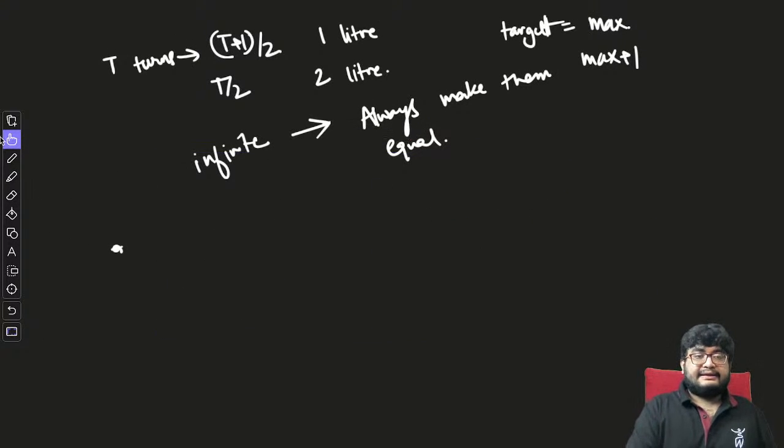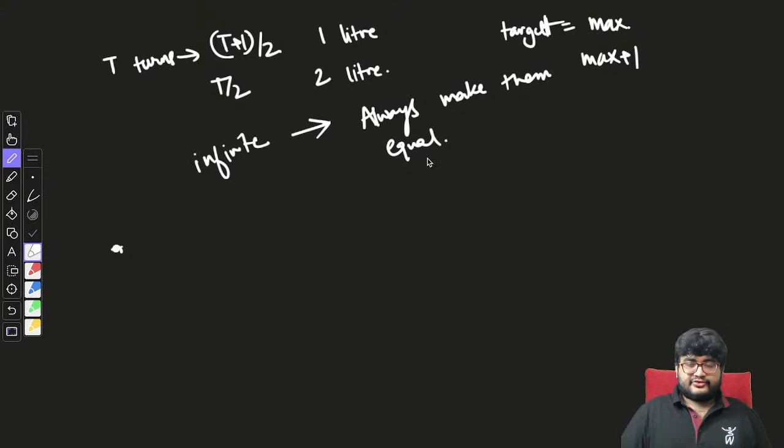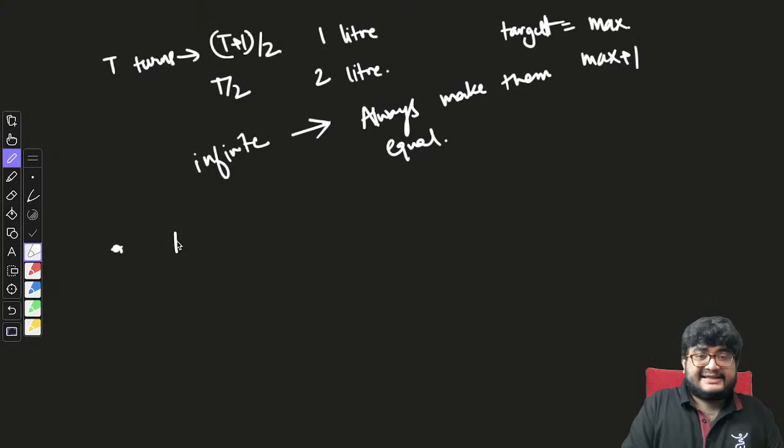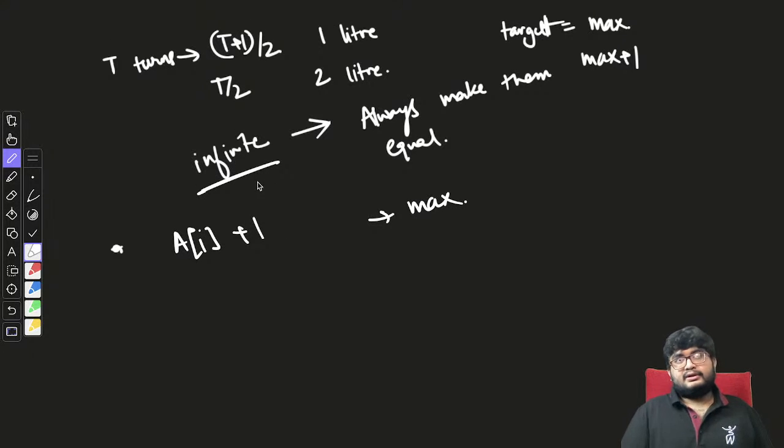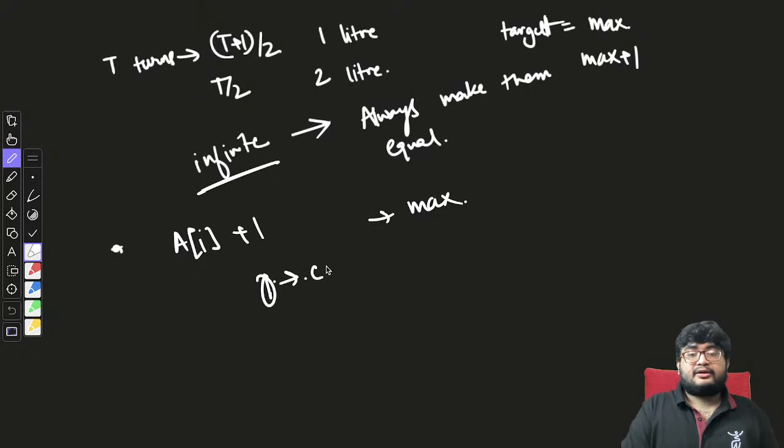Okay, so if you are given an infinite number of moves, you can always make them equal. Why? You can just choose each element and increase them by 1 till they reach the maximum. You can always make them equal with an infinite number of moves. With one move or with zero moves, you might not be able to make them equal. If all of them are equal, in that case that is different, but with zero moves you cannot make them equal.